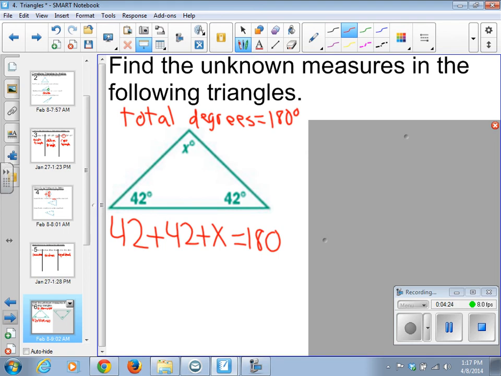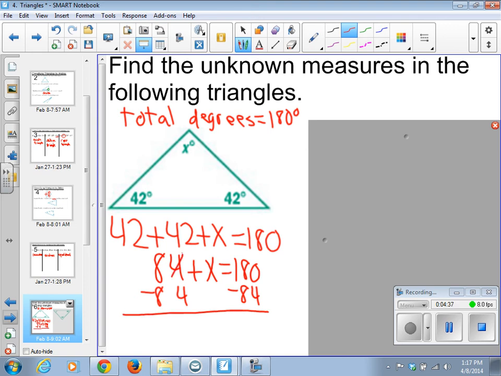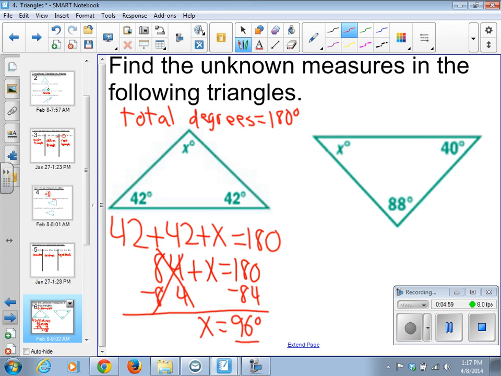So we combine our like terms. 42 plus 42 makes 84. And then we're going to subtract 84 from both sides, which gives us a value of 96 degrees for x. Bonus question, we've got two angles in here with the same measure, and that does not matter. But we have one angle measure that is obtuse. This is an obtuse triangle.